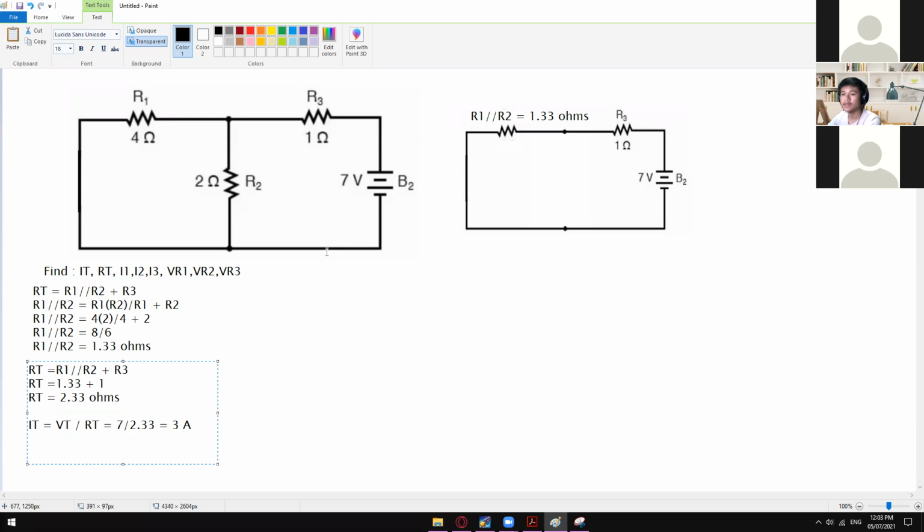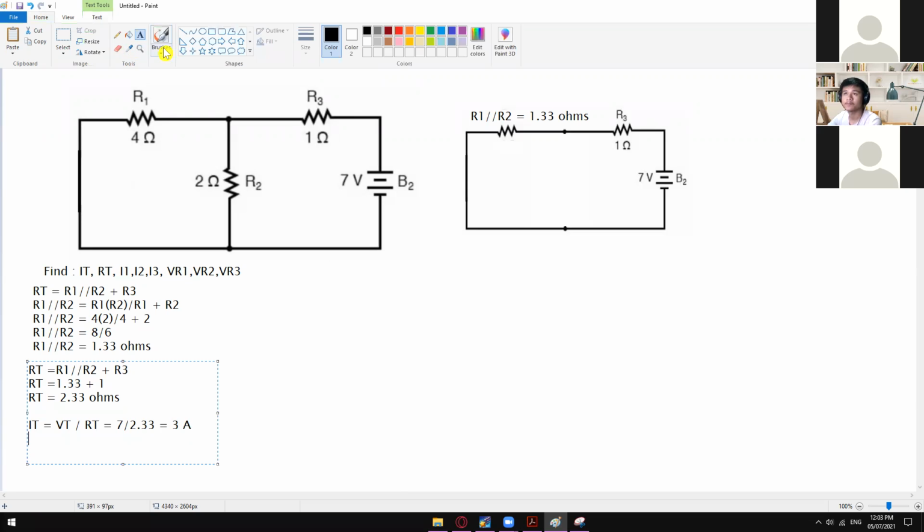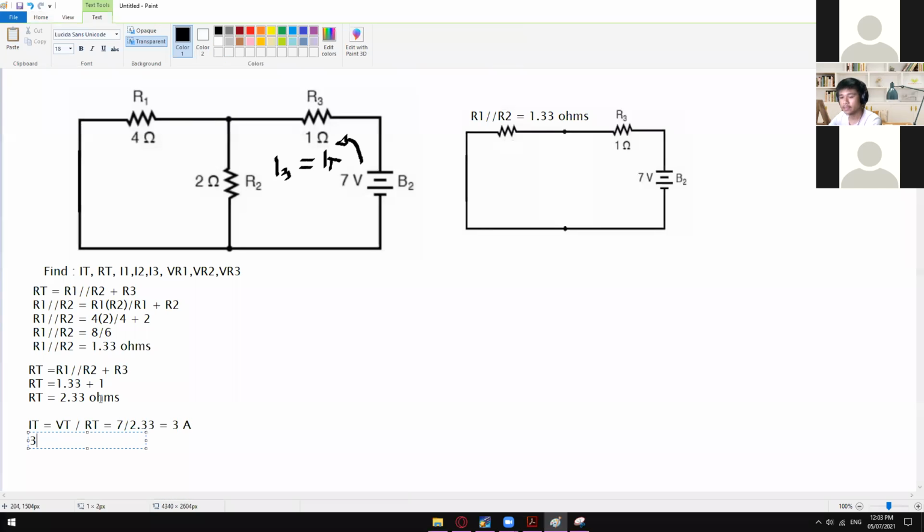And then as you guys can see, since we have the current that is flowing from here to there, and as we all know that's the I total, we could already say that this is your I3. So in here, I3 is equal to 3 ampere. And since we already have the I3, we can now solve for the voltage drop across R3, which is I3 times R3.